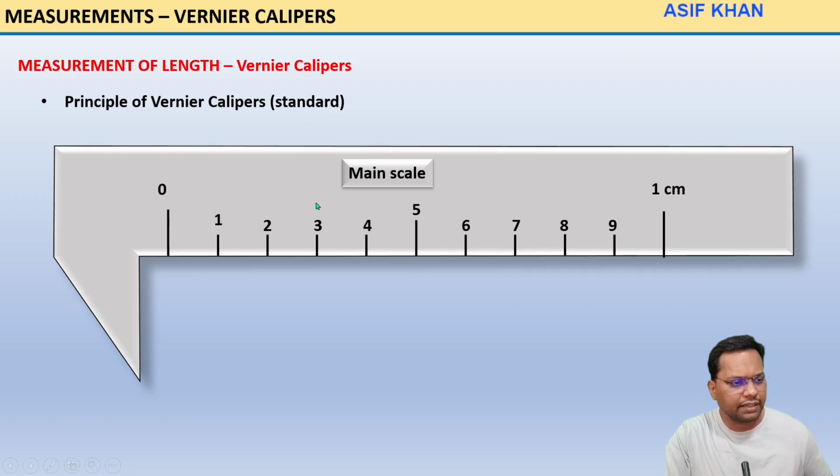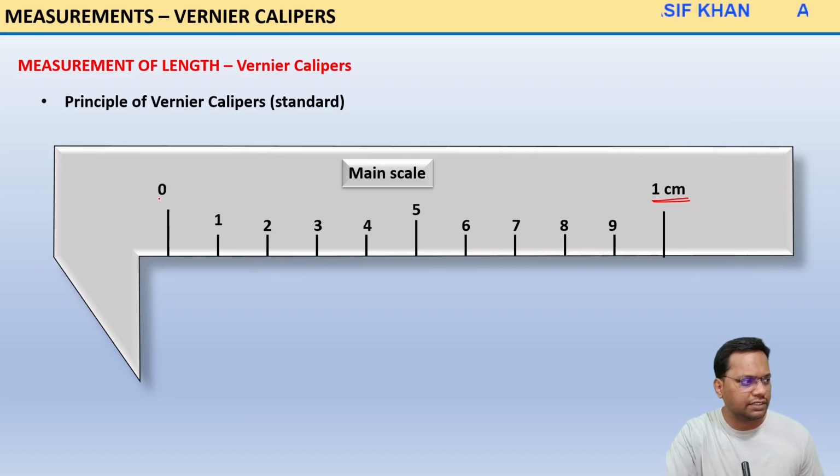Yeah, this is the magnified picture of the main scale. Here you can see the numbers 1, 2, 3. They are not centimeters, they are millimeters. The 10 parts are the 10 divisions inside 1 centimeter. The first centimeter, so this is the 1 centimeter part.